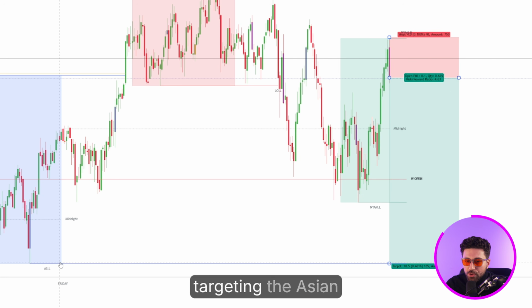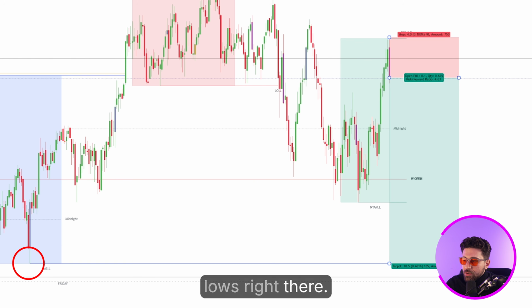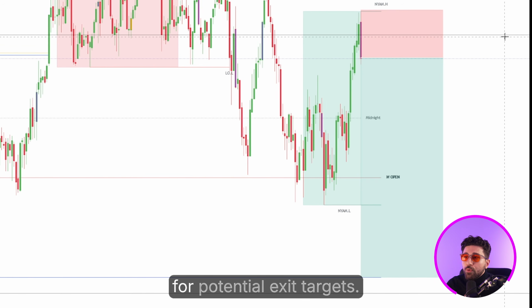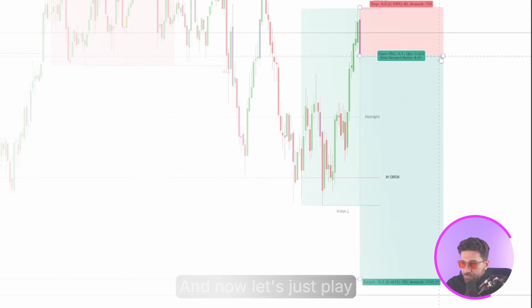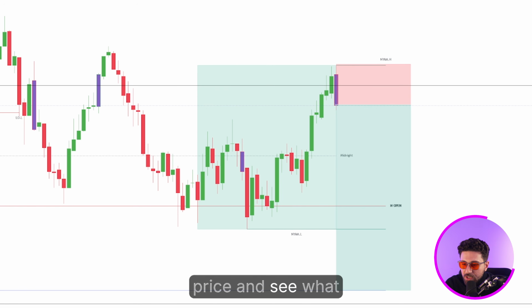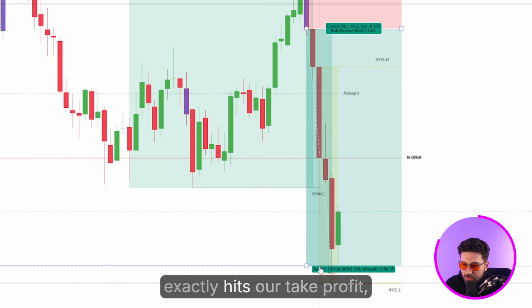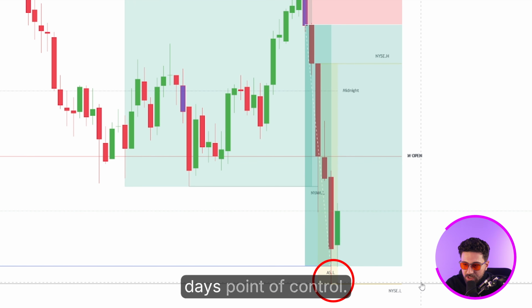With this trade, I was targeting the Asian lows right there, also lining up with the previous day's point of control. So I also use this for potential exit targets. Now let's just play price and see what happens here, guys. And as you guys can see, it exactly hits our take profit and even the previous day's point of control.